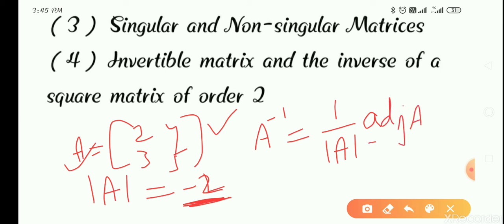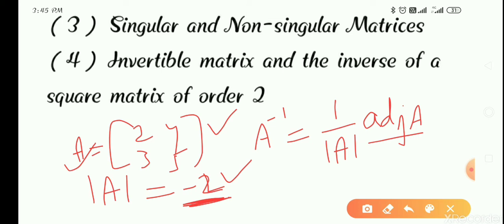What is adjoint A? I will tell you how we can find adjoint A, in this video only. So first of all, one more time I am telling you, every square matrix does not have an inverse. To check whether the given square matrix has an inverse or not, you find its determinant. If its determinant is not equal to 0, then only it has the inverse. It means the given matrix is a non-singular matrix, because for a non-singular matrix the determinant is not equal to 0.